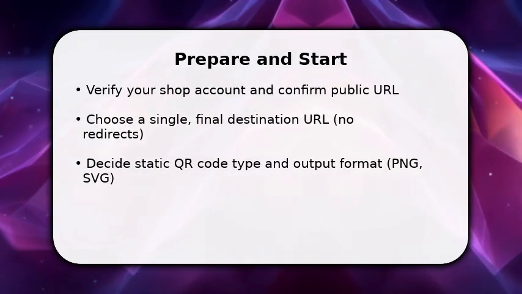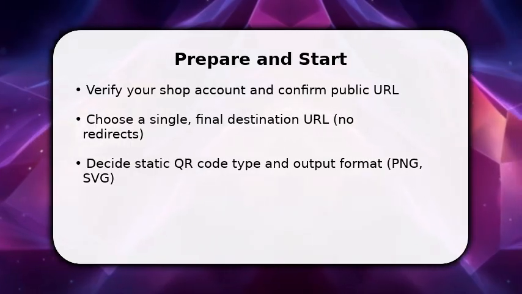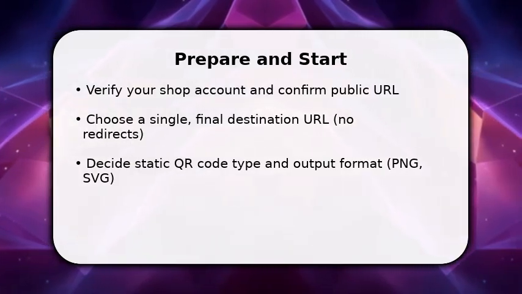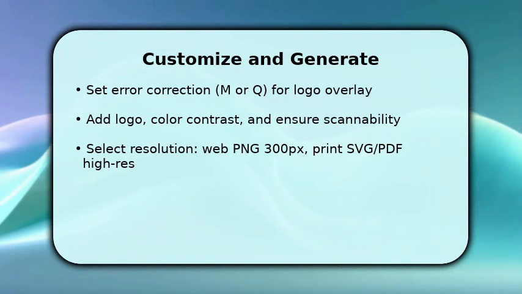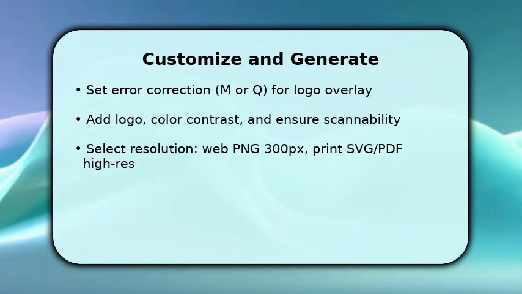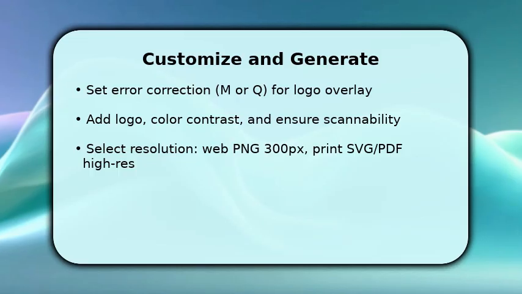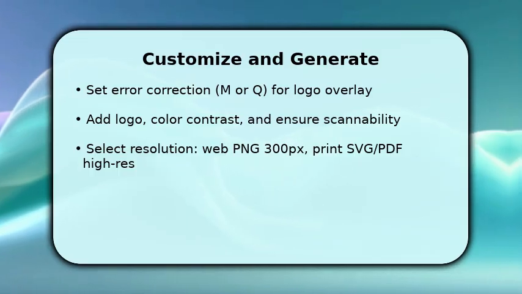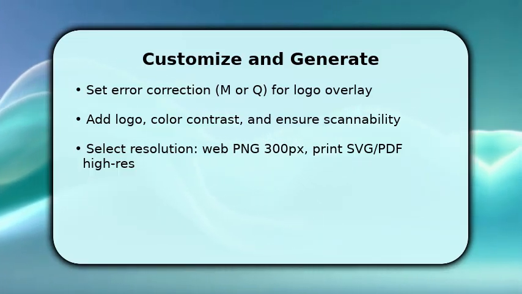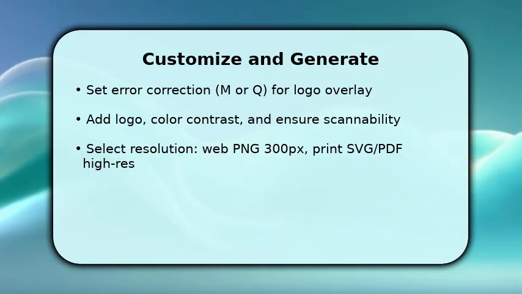From here, set basic options like file type and size before proceeding. Now fine-tune the QR settings to balance look and function. Choose error correction, M or Q, so you can safely overlay a small logo without breaking the code. Adjust colors for high contrast, dark code on light background scans best.